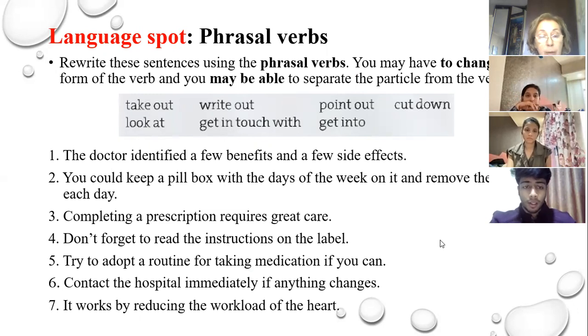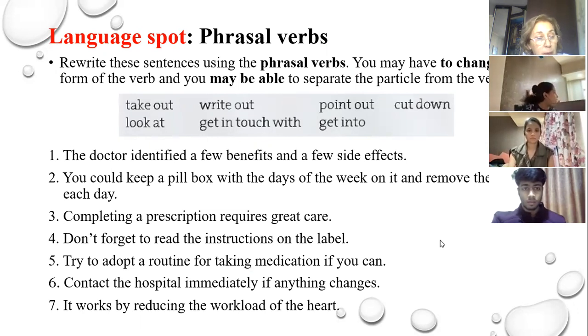The doctor point out a few benefits and a few side effects. Yes, it should be pointed out. Okay, good, thank you. So please look at the other sentences and rewrite them using a phrasal verb instead of the verb which is given in these sentences. Just 3 minutes for you. Start, please.